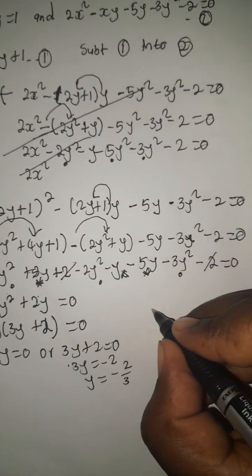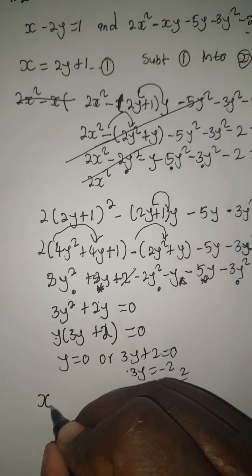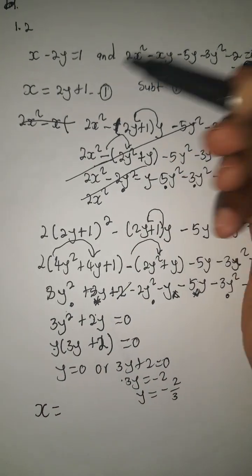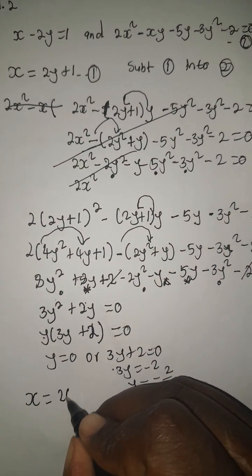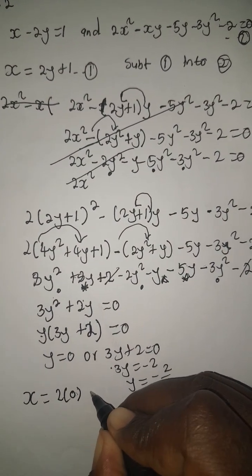So to get x there, you go back to equation 1, meaning that where you see y, you put 0, right?